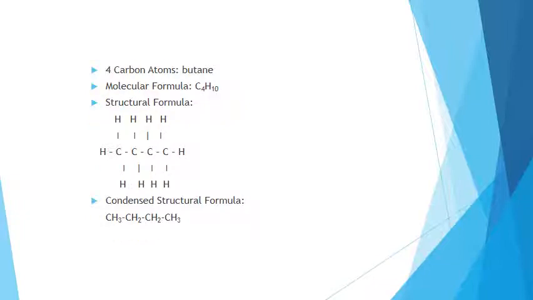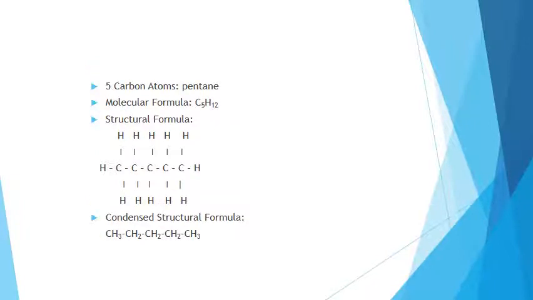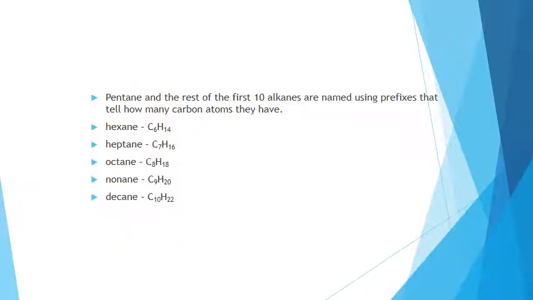Here's your 4-carbon. This guy's called butane, and there's its condensed form. And then there's 5 carbons, pentane. And then you have the other guys. You have hexane, which would have 6 carbons all connected with each other with the associated hydrogens coming off. And you should be able to draw all of these.